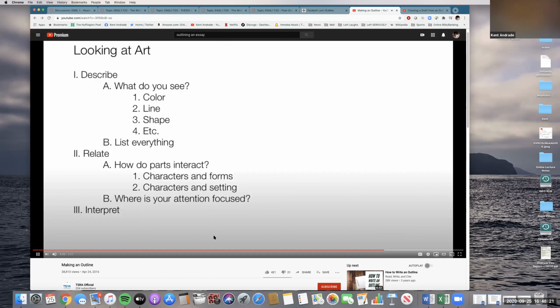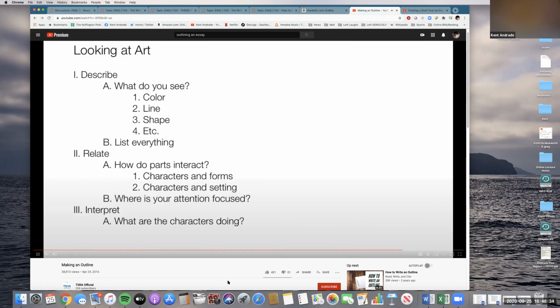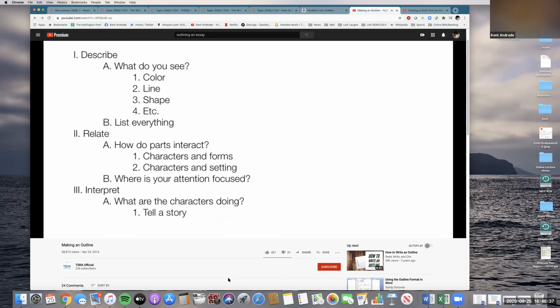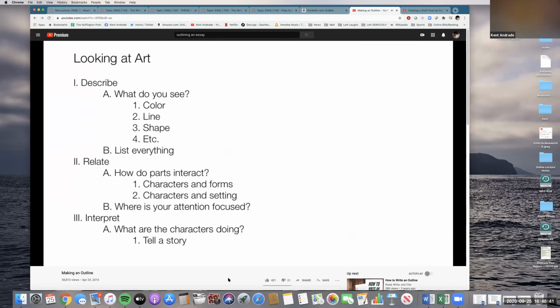Since we don't have any details to put under it, we can move on to our next main idea. And this is the interpret step. We're supposed to ask, what are the characters doing? So we'll go ahead and make that our first supporting idea. And because we're supposed to tell a story as part of that question, we'll make tell a story a detail. Then we're also supposed to ask the question, what does the artist want us to understand or feel? Since that's a new question, we'll make that a new supporting idea. And that's it. That's our outline of the describe, relate, interpret process.